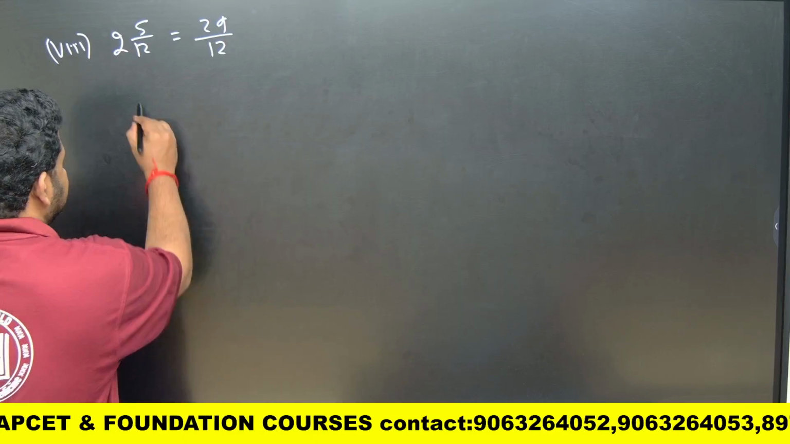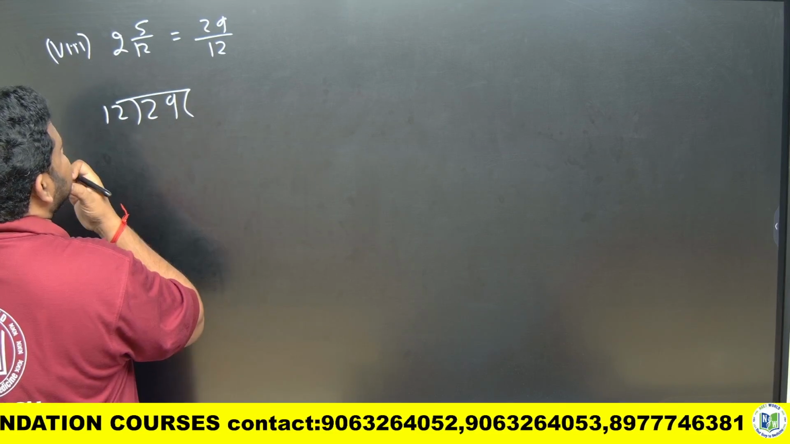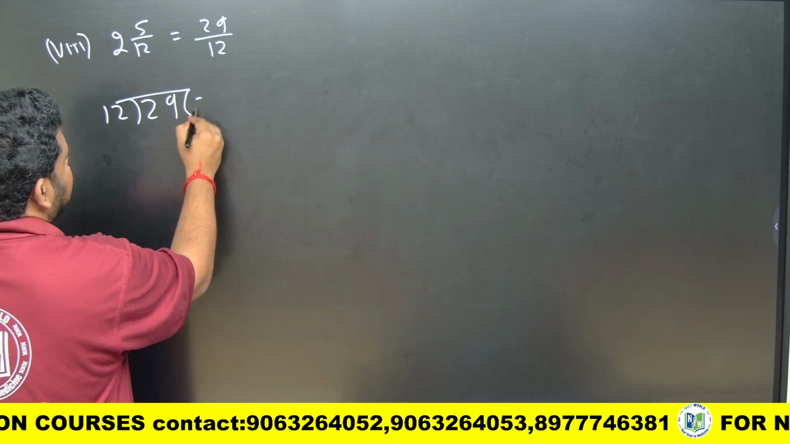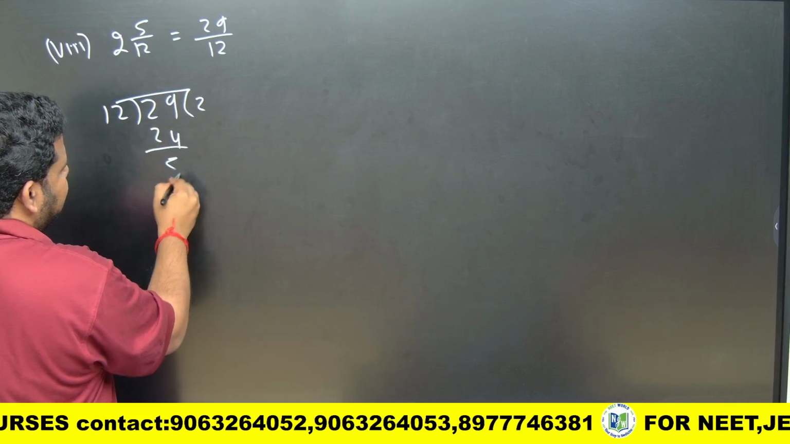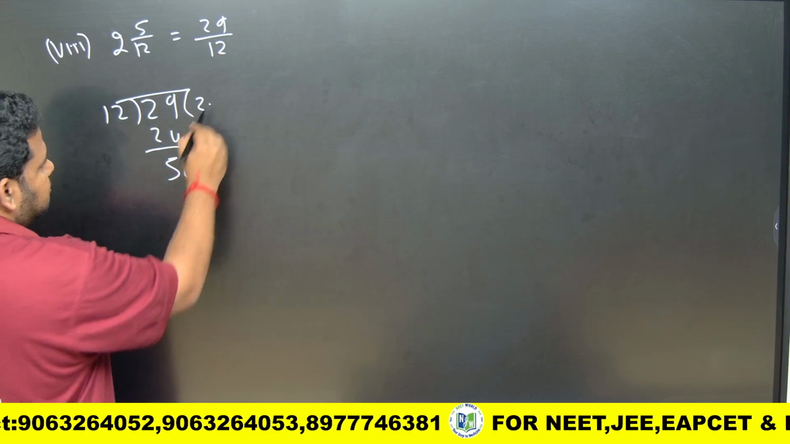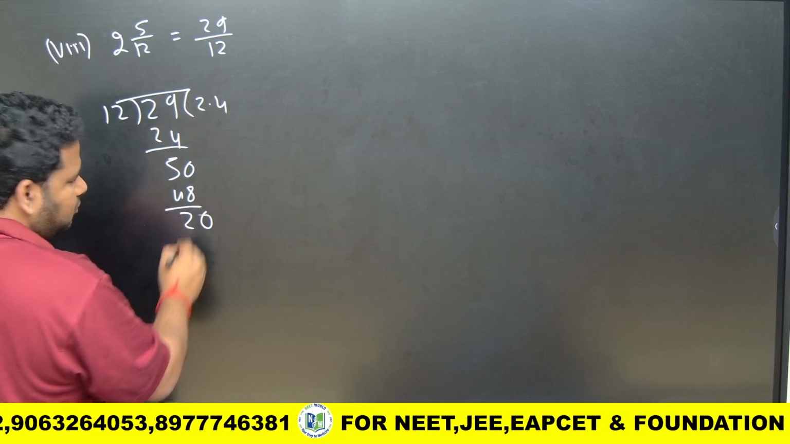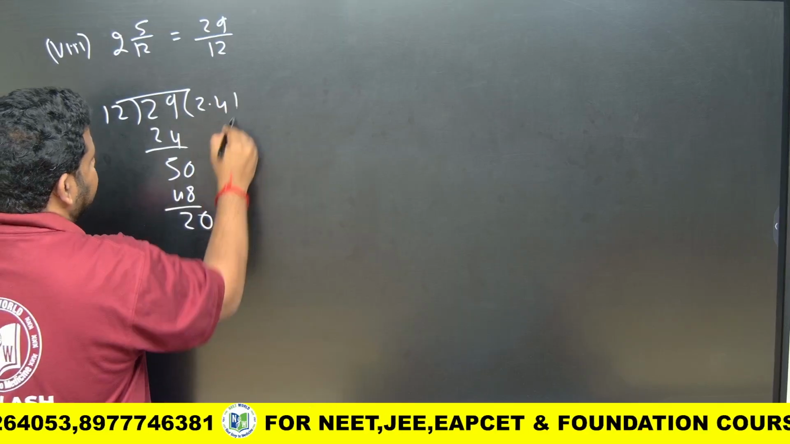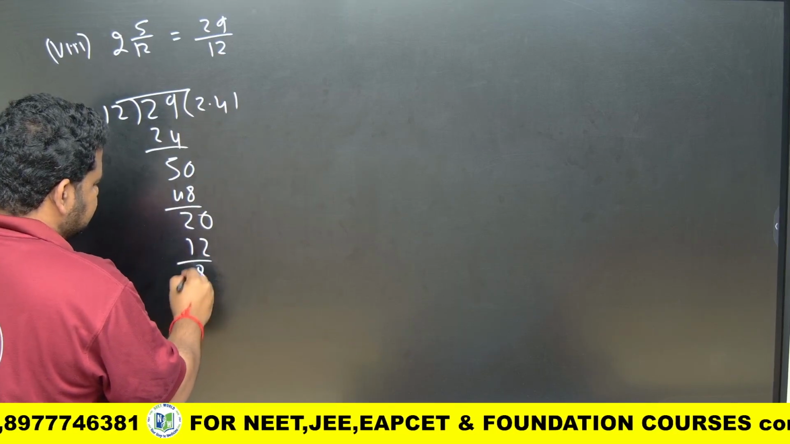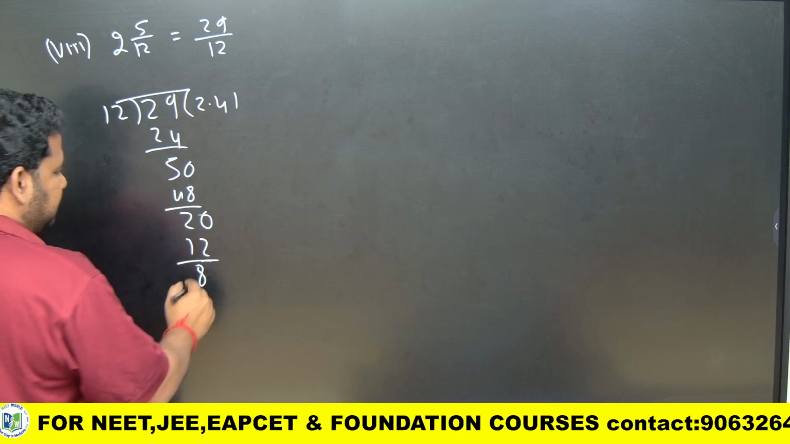This is easy. So 29, if I divide by 12, what will I get? 12 twos are 24. So 5 will be left. Okay, I will put a decimal point, I will get 0 because 5 is less than 12. Okay, 12 fours are 48. Then I will get 2 as a remainder, I will put 0. 12 ones are 12. I am getting remainder as 8. So this will become what?